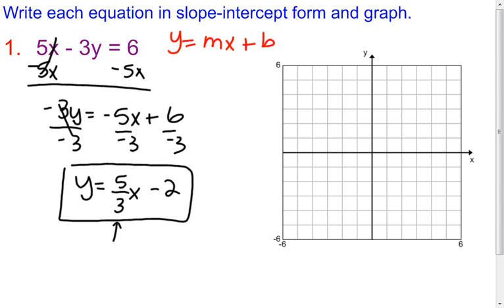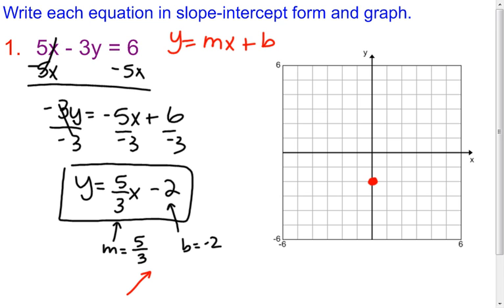Remember, the m is the number in front of the x, so I know I have a positive 5/3 for my slope. And this, of course, is your b, and your b in this case would be negative 2. So it crosses the y-axis at negative 2, so I'm going to go figure that out first. Here's where the y-axis is negative 2. That's my y-intercept. My slope is positive 5/3.